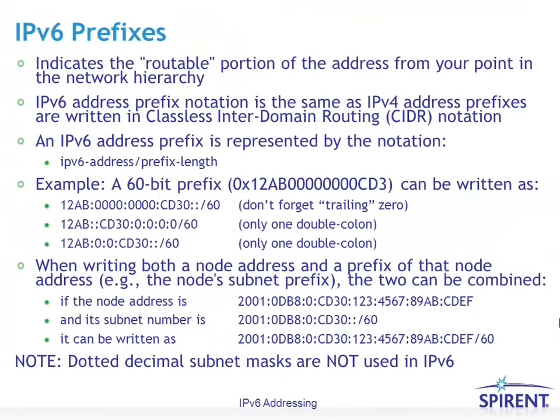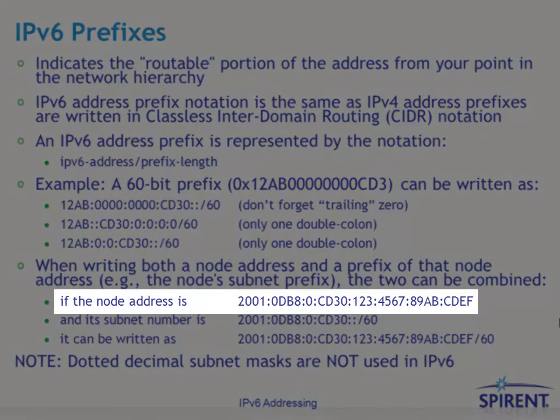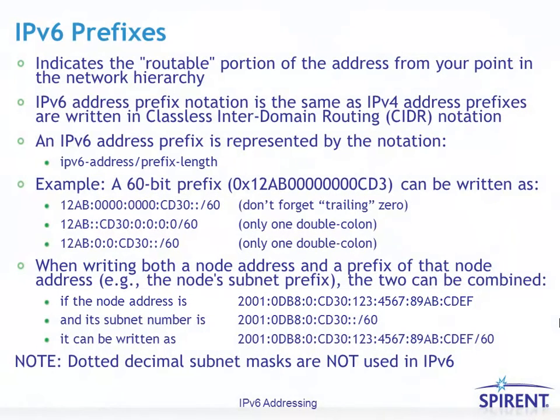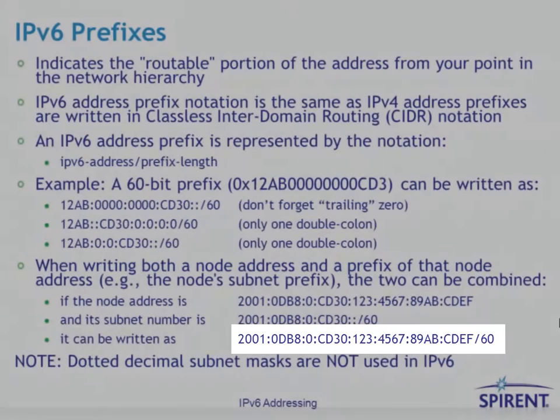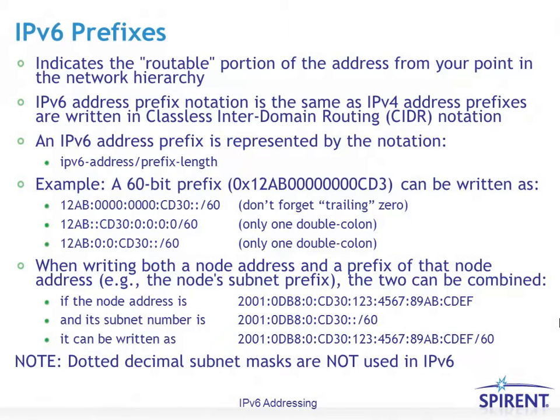In certain cases, it's beneficial to write the entire node address and indicate its prefix too, so you can combine the two concepts. If the entire node address is as depicted in the first example below, and its subnet was as depicted in the previous example with the 60-bit prefix, then the entire address can be written out slash 60. Keep in mind that with IPv6, there was never a concept of a dotted decimal subnet mask.